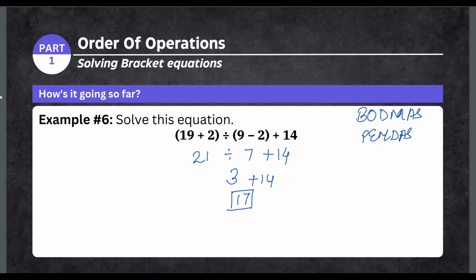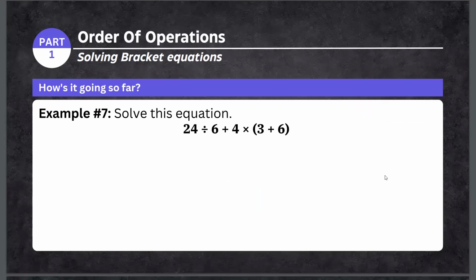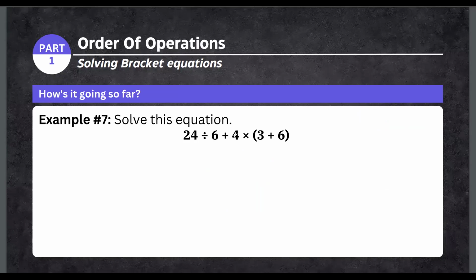I hope you understood this. Let's move ahead. Next we have this question: 6 times 24 divided by 6 plus 4 times 3 plus 6. So we have to solve the bracket first. So 3 plus 6, 9. The rest of the question as it is.